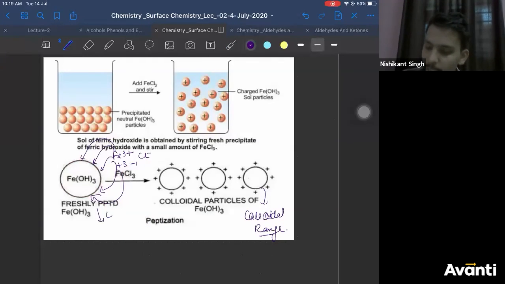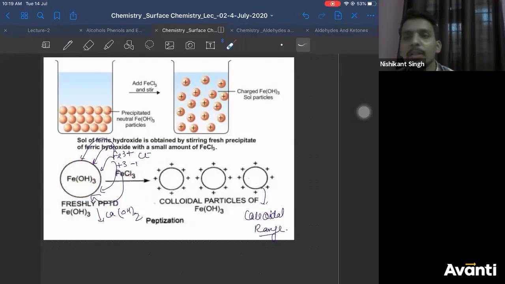You can use calcium hydroxide. If you use calcium hydroxide, it will adsorb hydroxide ion on its surface, right? So you can use any other electrolyte also. It's not necessary to use one electrolyte only. Any electrolyte having a common ion will be easier to cause the adsorption.